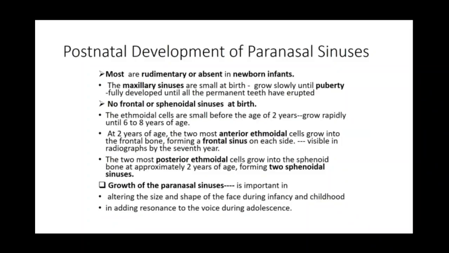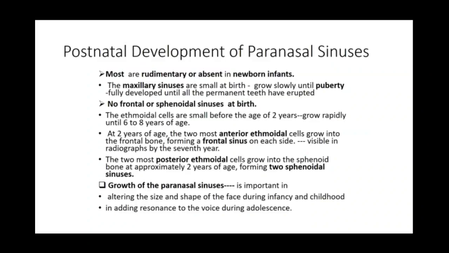The ethmoidal sinus is small before the age of 2 years and grows rapidly afterwards. The frontal sinus becomes visible in radiographs at the 6th to 7th year. So at 6 to 7 years, you can see all these sinuses which have formed. The sphenoidal air sinus starts forming from the second year.